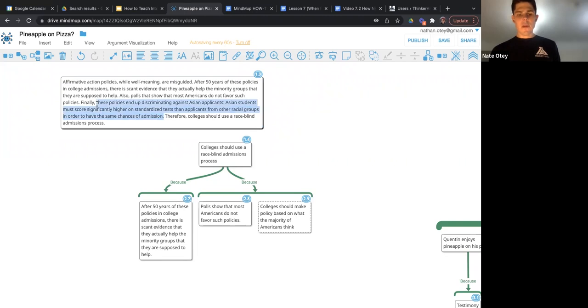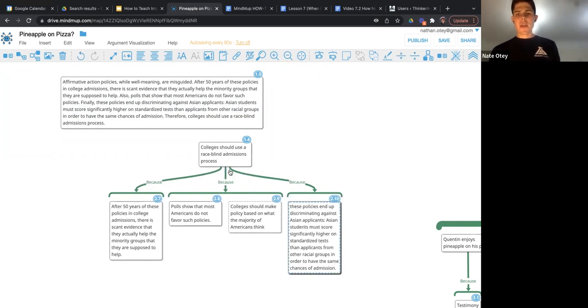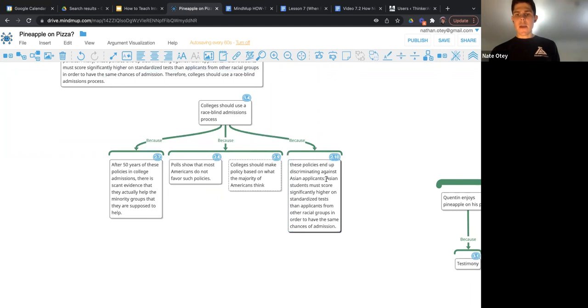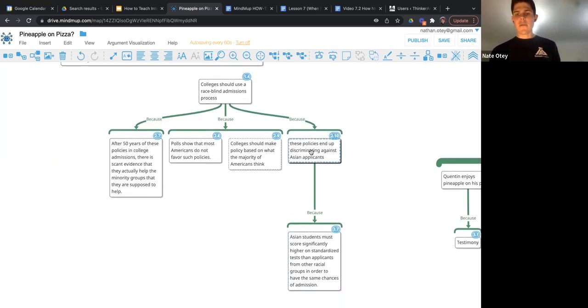It's this piece right here, right? And we got this indicator word finally. It says finally, these polls end up discriminating against Asian applicants, and Asian students must score significantly higher on these tests than applicants from other racial groups in order to have the same chances of admission. If we had more time, I'd unpack this, but this is what we call a subpremise, which is to say it's a reason to believe the claim above it.